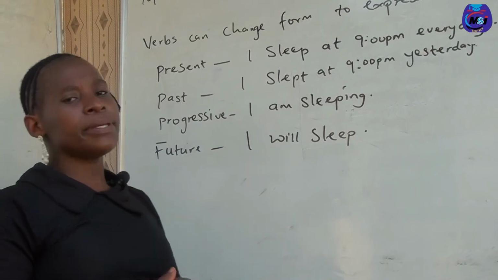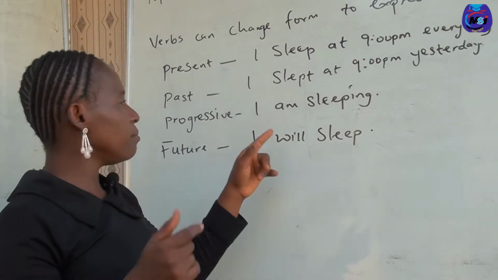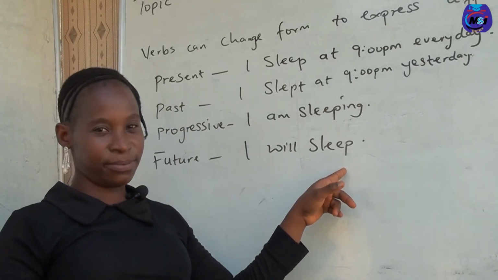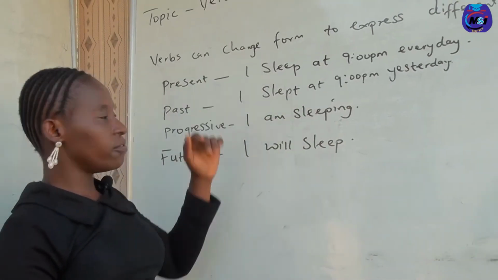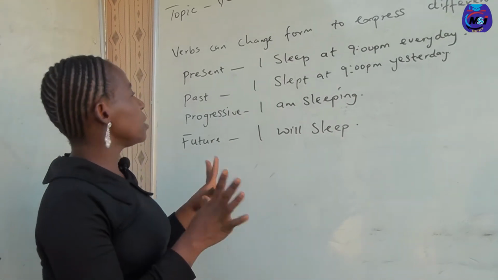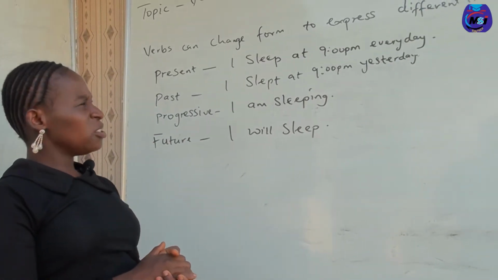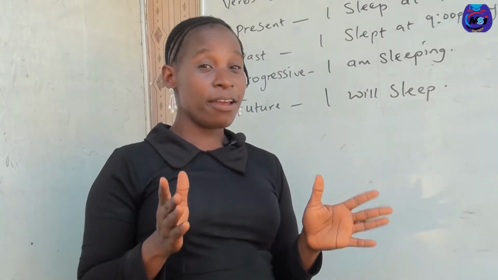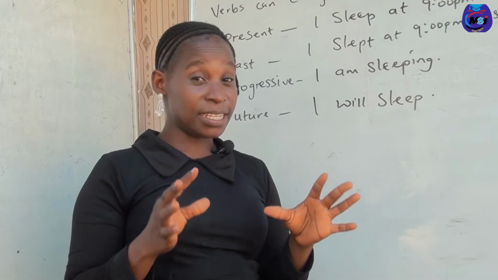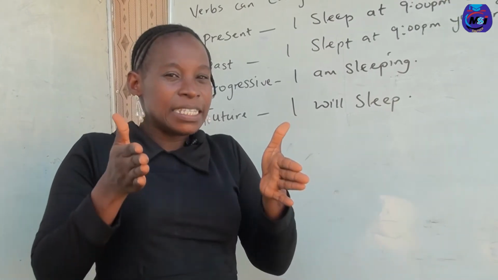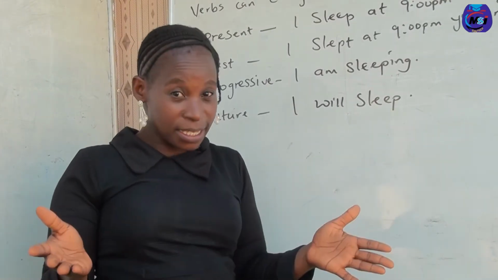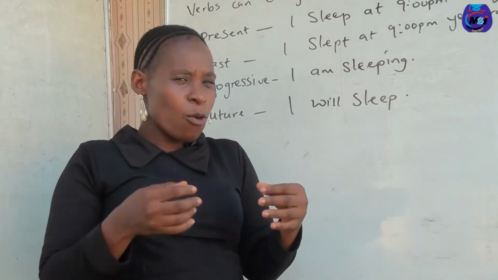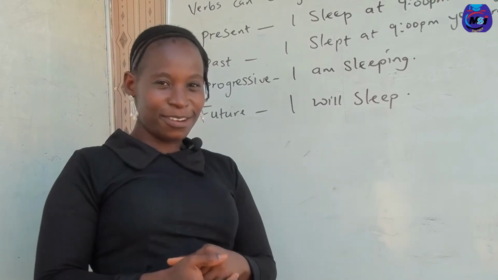Progressive. I am sleeping. And then let's look at the future. I will sleep. These are verb forms expressing different times. So that is it about verbs. Remember, it's an action or a doing word. However, we have verbs that show or indicate the state something or someone is. We have words like I, am, is, are, was, were, and so on.